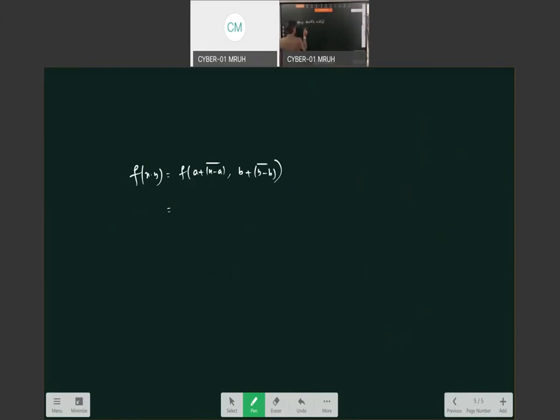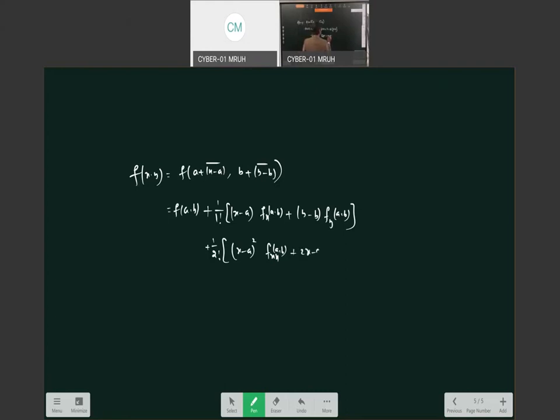So that I'm writing here: f of a comma b plus 1 by 1 factorial into, for the sake of generalization, x minus a into f x at a comma b plus y minus b into f y at a comma b. Previously I used to write dou f by dou x at a comma b; instead of that, I can use this expression. Plus 1 by 2 factorial into x minus a whole square f double x calculated at a comma b. Now see that when I'm substituting, it is only calculated at a comma b. Plus 2 into x minus a into y minus b into f x y at a comma b, plus y minus b whole square into f double y at a comma b.